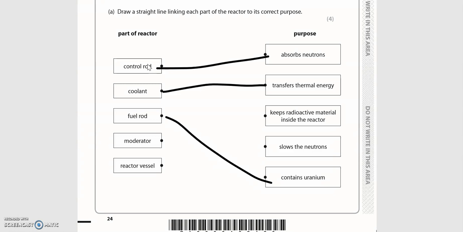The fourth one, the moderator, this is similar to the control rod. People tend to get these two mixed up. The control rod absorbs neutrons. The moderator is there to slow the neutrons down so that they can be better absorbed. So that's actually there to help with fission. So we want to link the moderator to that one. Then hopefully the last one matches. Yep, the reactor vessel is the thick lead and concrete exterior where fission takes place inside, so that links to that one quite nicely.